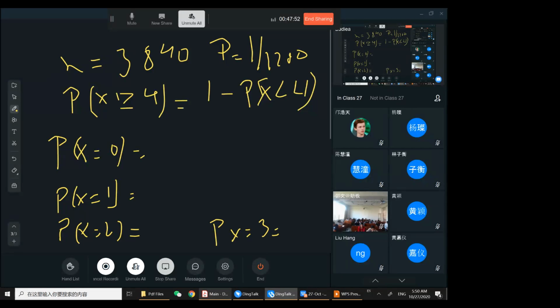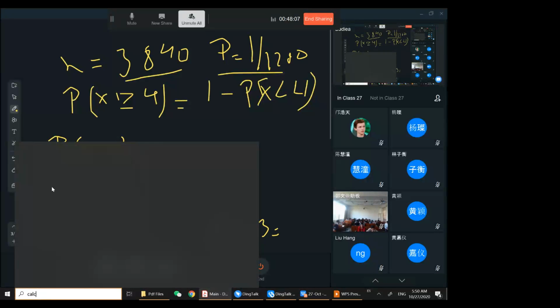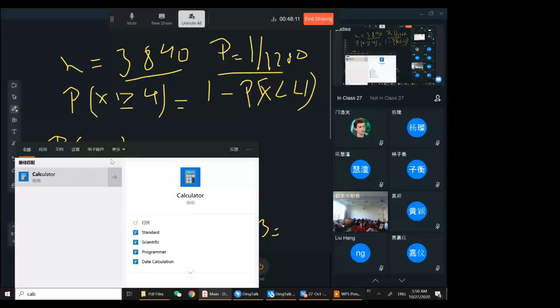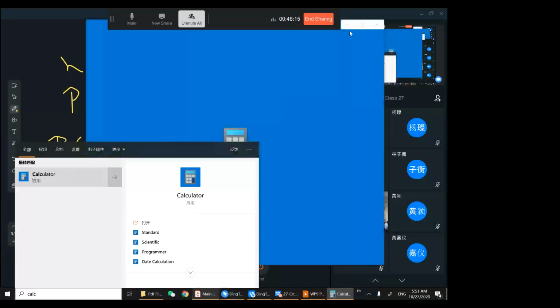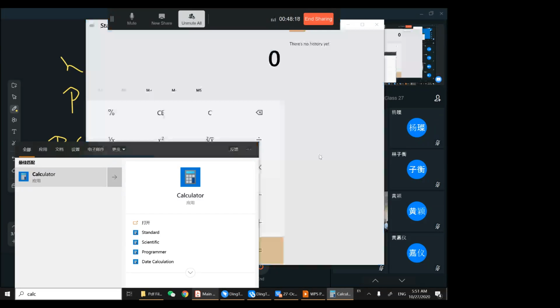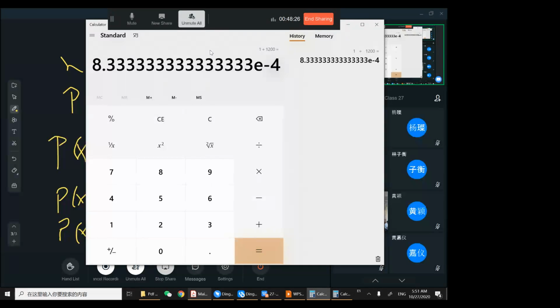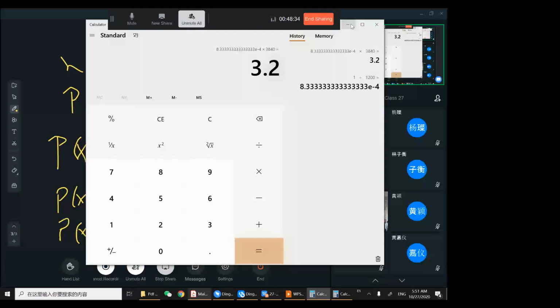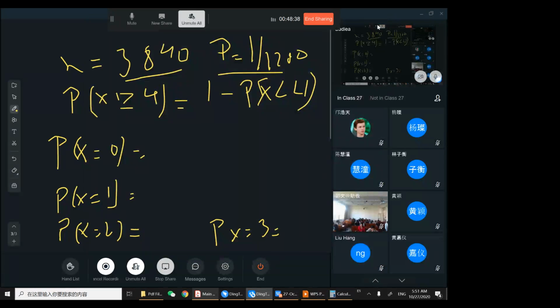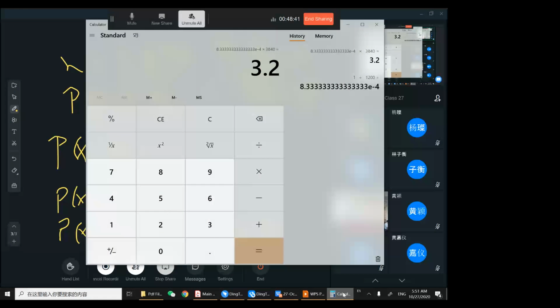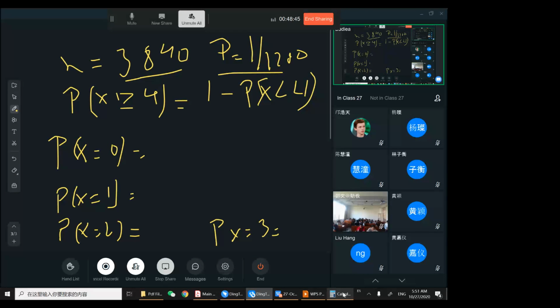So what is the probability of x equal to 0? You know that lambda is np, so you just multiply this n with this p. I multiply 1 divided by 1200 by 3840, and that gives 3.2, right? So np is lambda, and lambda is 3.2.